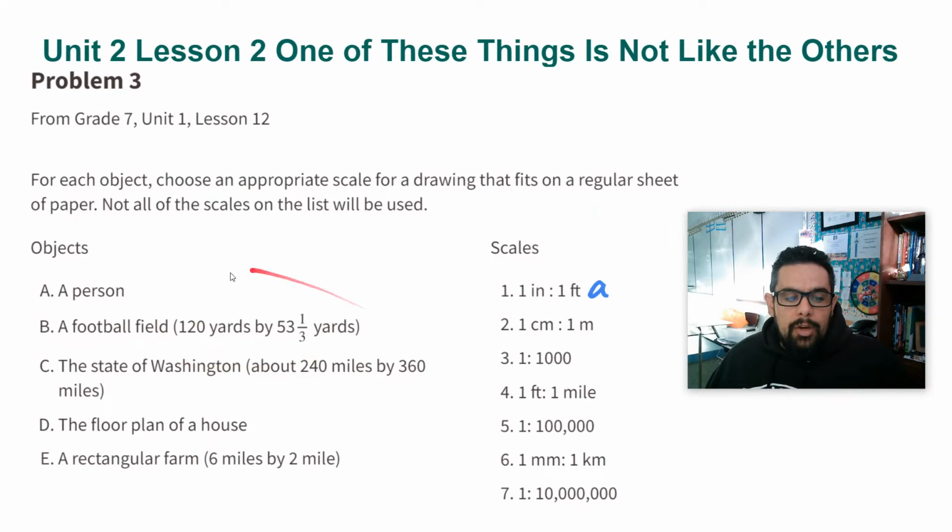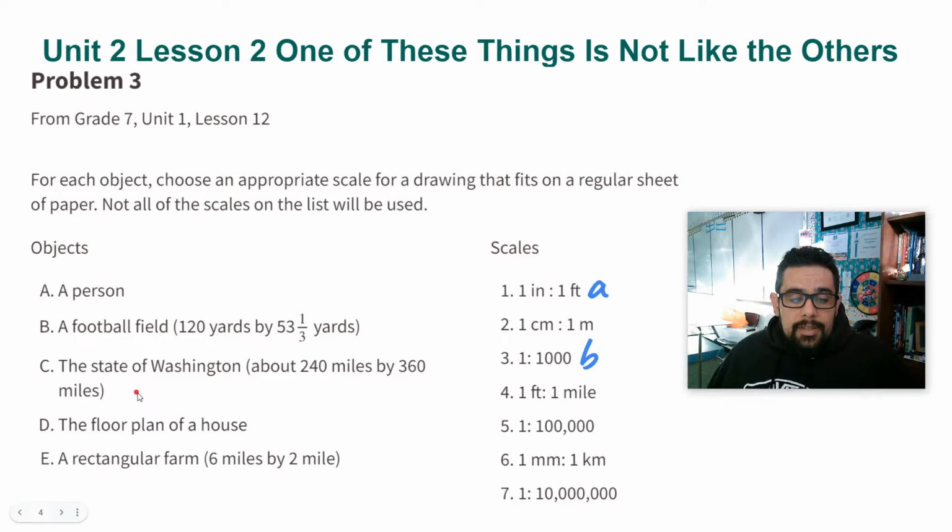Part B, a football field, 120 yards by 53 and a third yards. Notice here, our bigger measurement is yards, and we don't have yards here. So we have to think about how yards relate to inches. So this one would be 1 to 1,000. So right here, 1 yard on the paper is 1,000 yards in real life. So this one is scaling it by 1,000. So it's going to be a much smaller measurement.